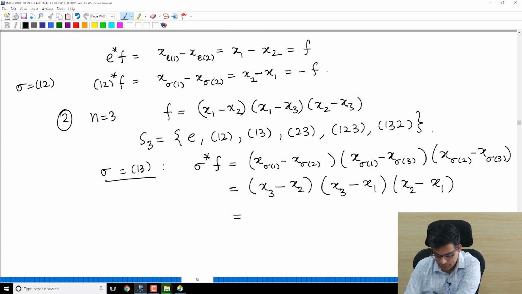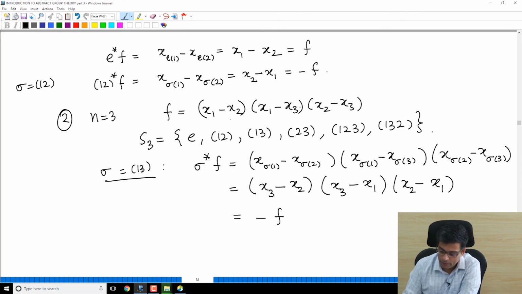And how do you compare this with f? Every term, remember, here is switched. x1 minus x2 became x2 minus x1. x1 minus x3 became x3 minus x1. x2 minus x3 became x3 minus x2. So you have minus, minus, minus. So this is minus f. Is that clear? Sigma star f is minus f because sigma star f is a product of 3 terms.